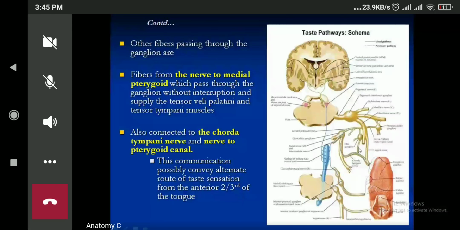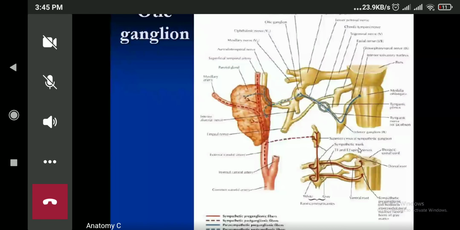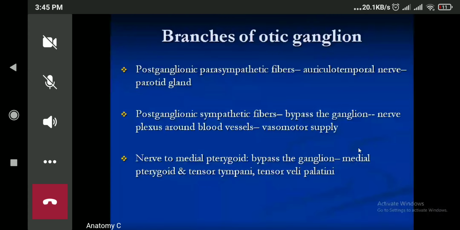Now the branches: the postganglionic parasympathetic fiber, auriculotemporal nerve, will be a branch. Next is the postganglionic sympathetic fiber, which will bypass the ganglia, nerve plexus around the blood vessel. That will be another branch, and the nerve to medial pterygoid, which will bypass the ganglia without any interruption. Those will be the branches of the otic ganglia. Now the maxillary artery, I'll teach you in the next class. Right? Maxillary artery and the pterygopalatine fossa.